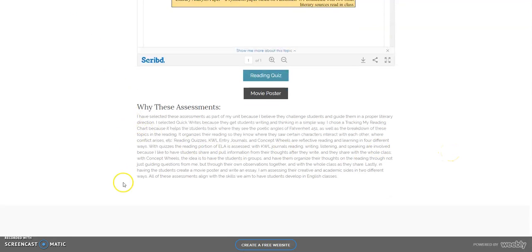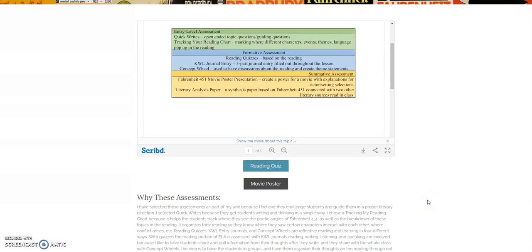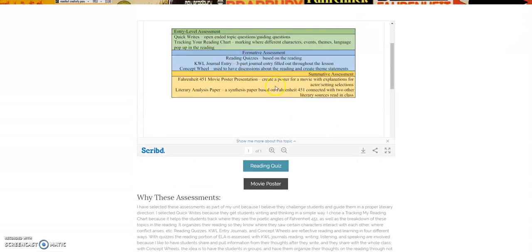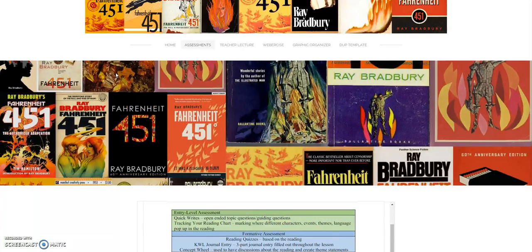So then my explanation as to why I've chosen these assessments, I kind of summarized that right now. But everything that's right here applies to what ELA is about. So there's reading, writing, speech, listening, and definitely thinking. So all of these things are assessed in all of this. And they're simple yet challenging, which is what's important.